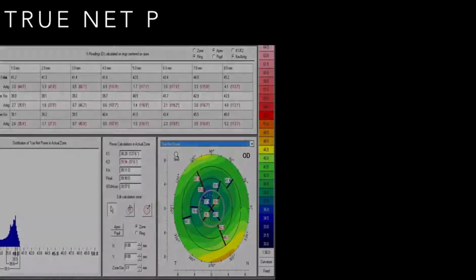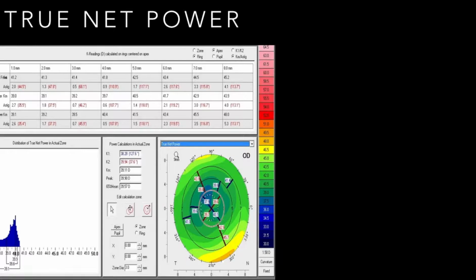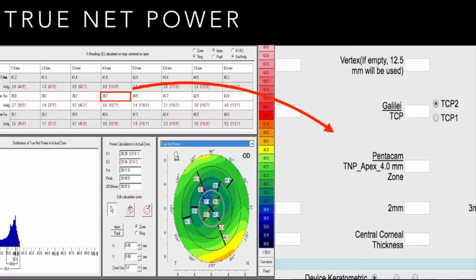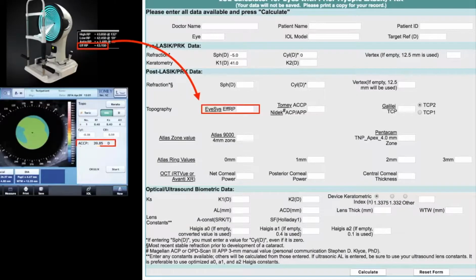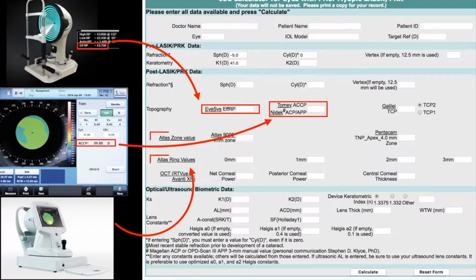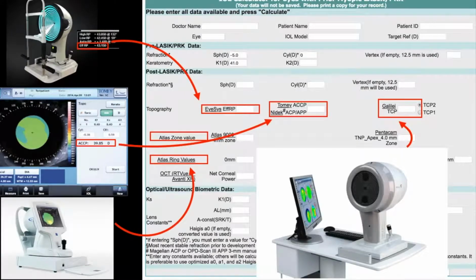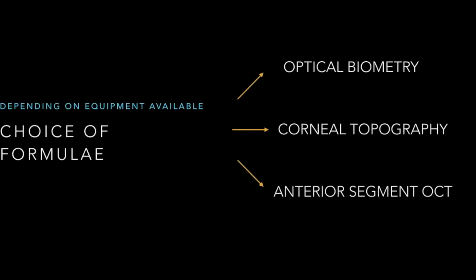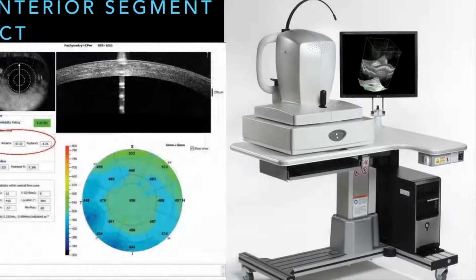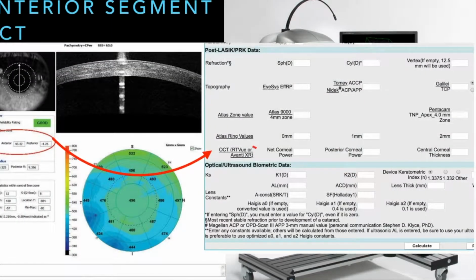This topographer also provides the true net power of the cornea, which is an aggregate of both the anterior and posterior corneal powers. This can be used in the ASCRS post-refractive surgery calculator. Other topographers also have specific formulae which can be used in conjunction with the ASCRS online calculator. If an anterior segment OCT system is available, then using the total corneal power measured, the IOL power can be estimated in the ASCRS calculator.